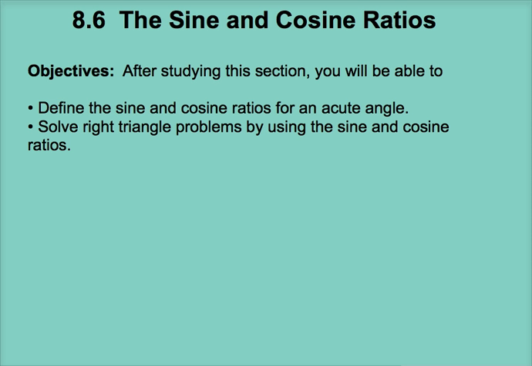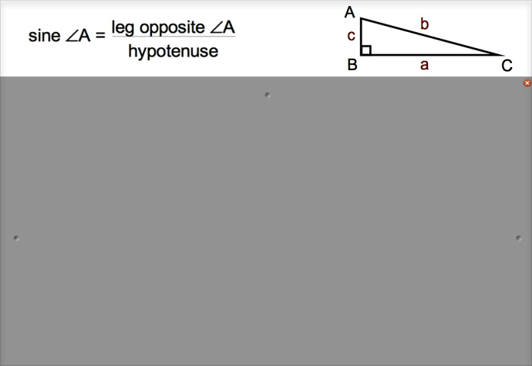Section 8-6, the sine and cosine ratios. Our objectives for today will be to define the sine and cosine ratios for an acute angle, and to solve right triangle problems by using the sine and cosine ratios. Again, this only works with right triangles.